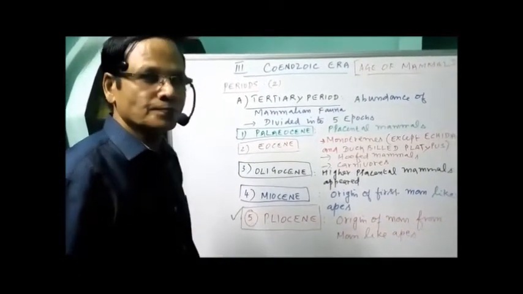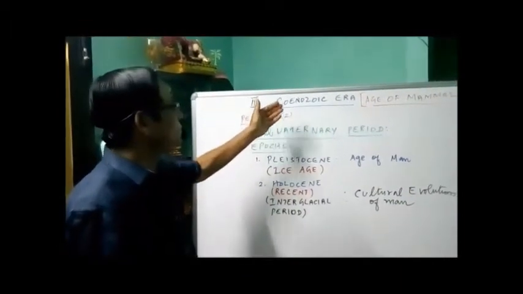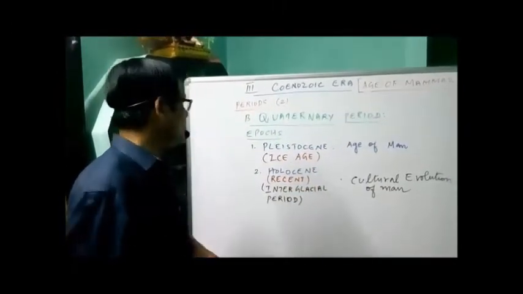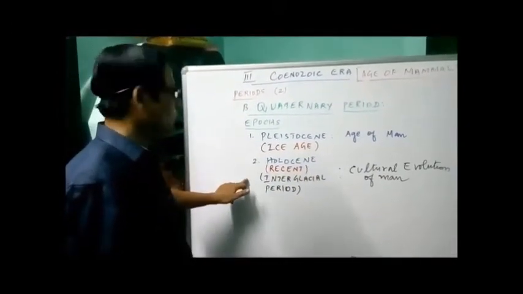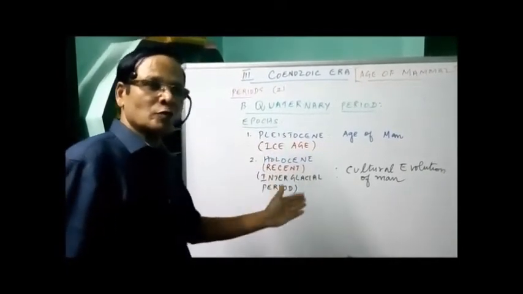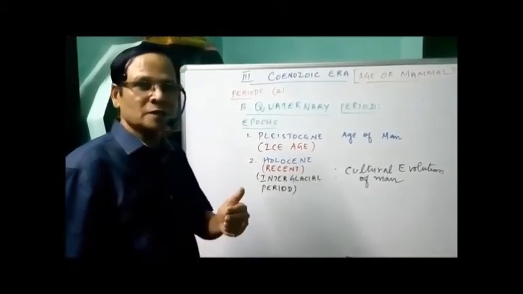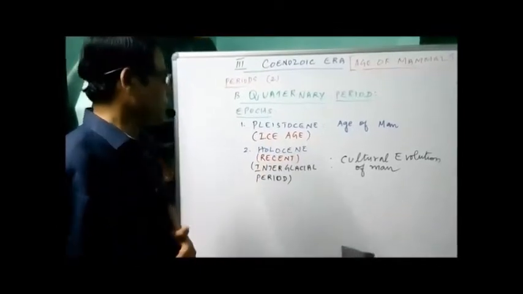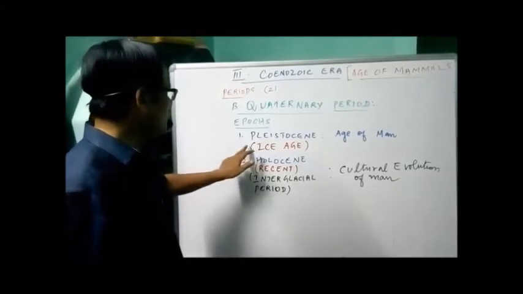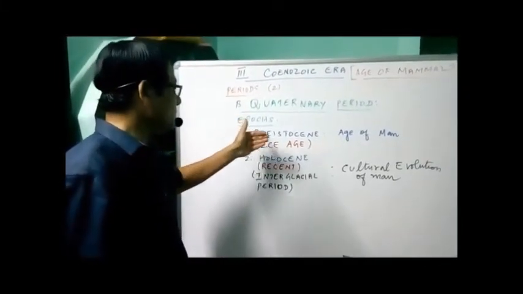Let's see now. The period number 2 under Cenozoic era is the Quaternary period. Now it includes two epochs. One, the Pleistocene, that was marked by the gradual evolution of man. It took place during that epoch because the conditions were favorable for human evolution. And the age of man occurred during that period. That was marked by the Ice Age. So glaciers were there, that's why it was considered as Ice Age.